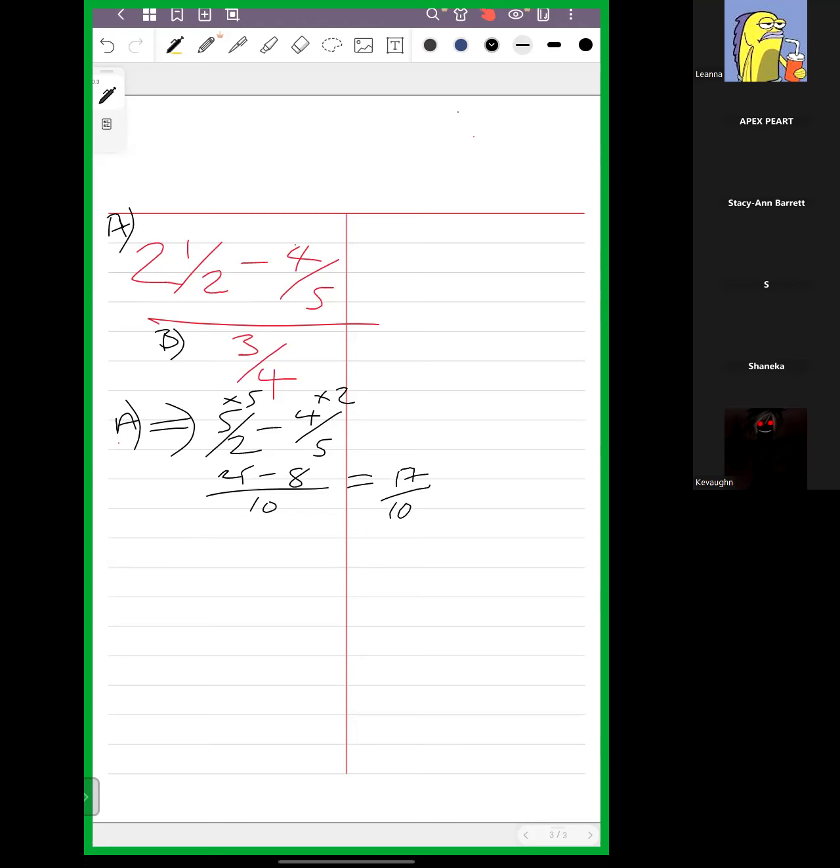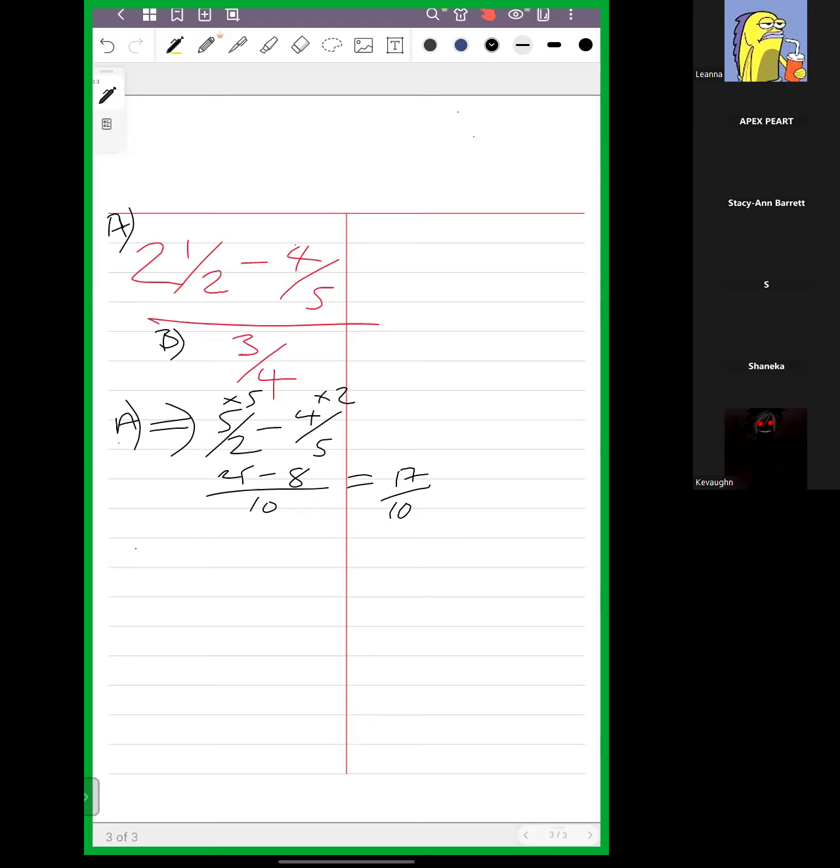Now, there is no point in us turning that 17 over 10 into a mixed fraction, because the 17 over 10 is not our final answer. Remember, we have the B section down here. But for the B section, there is nothing to do. There's no conversion to do. There's nothing to add or subtract or multiply. It's just a number at the bottom of the fraction.